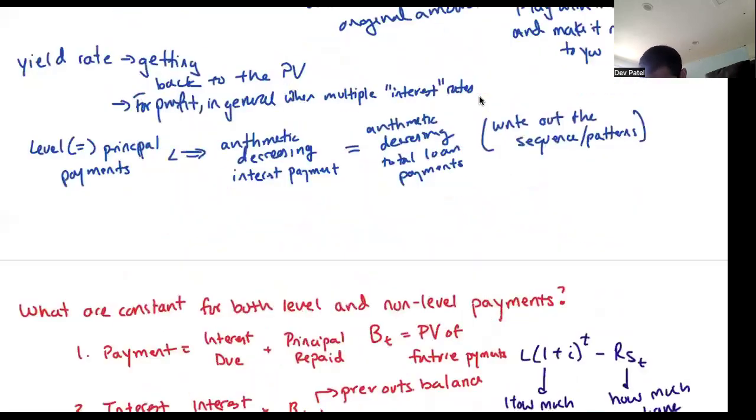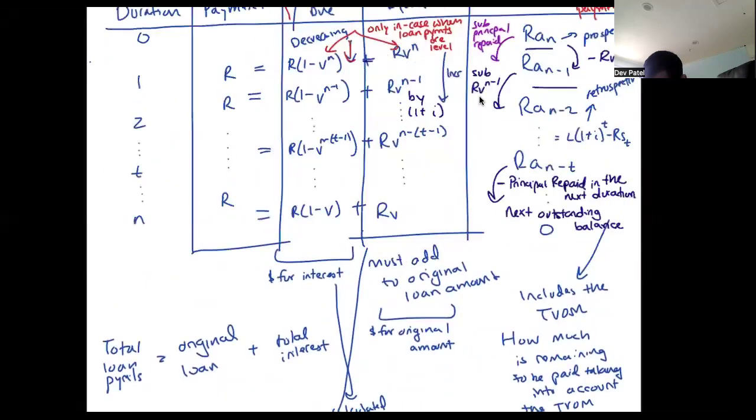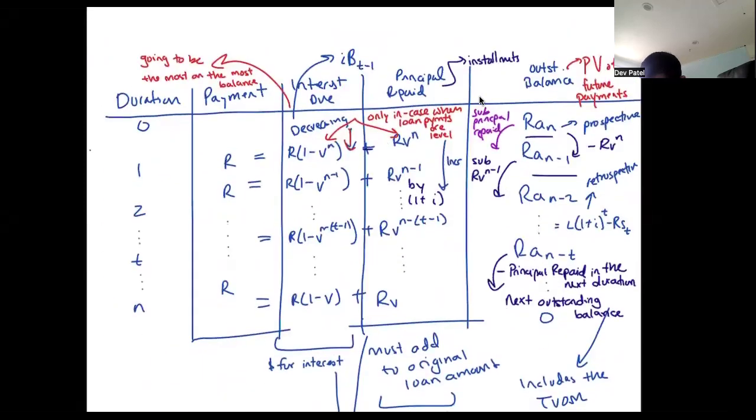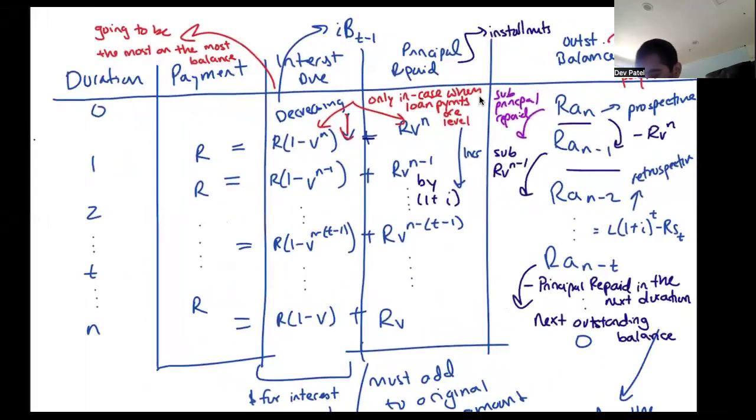So level principal payments are going to mean that you have arithmetic decreasing interest, which also means that you're going to have arithmetic decreasing total loan payments. And again, the way you calculate that, let's say you know that your principal repayments are fixed, then you know the principal repayment column, you know all of the values there. You can easily calculate the interest due from the previous outstanding balance and the interest rate, and then you can just add the two, interest due and principal repayment, to get your total loan payment at that time step.